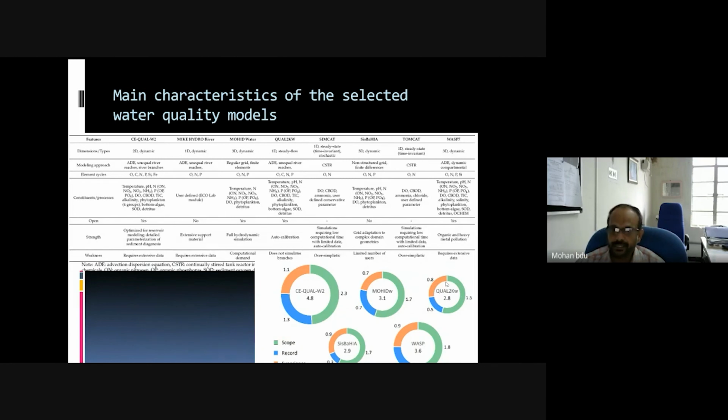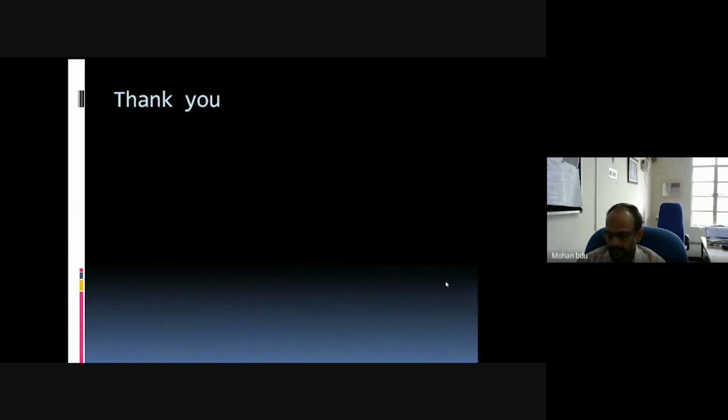So these are basically the models which we had seen to study the impact on air quality, water quality, and also the spatial extension of the impacts.